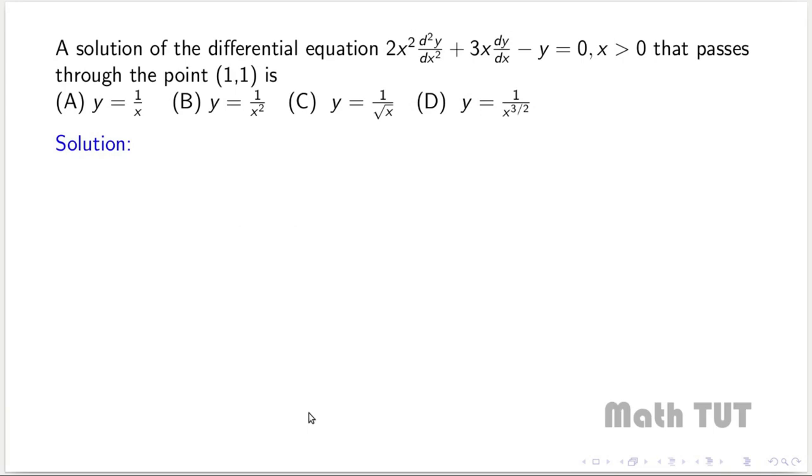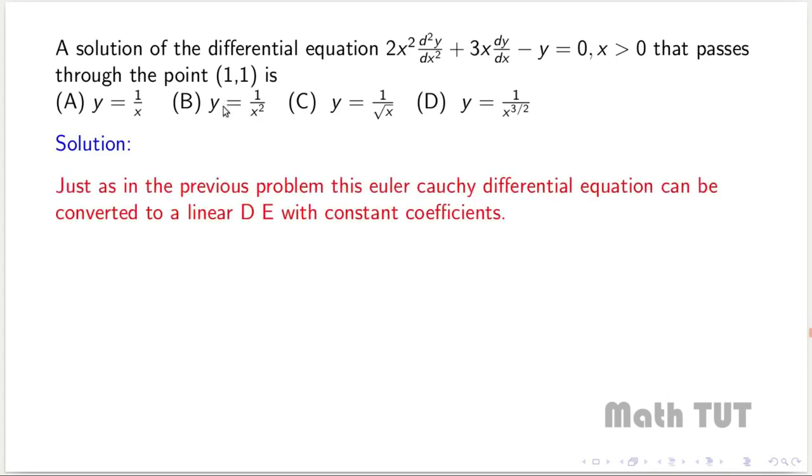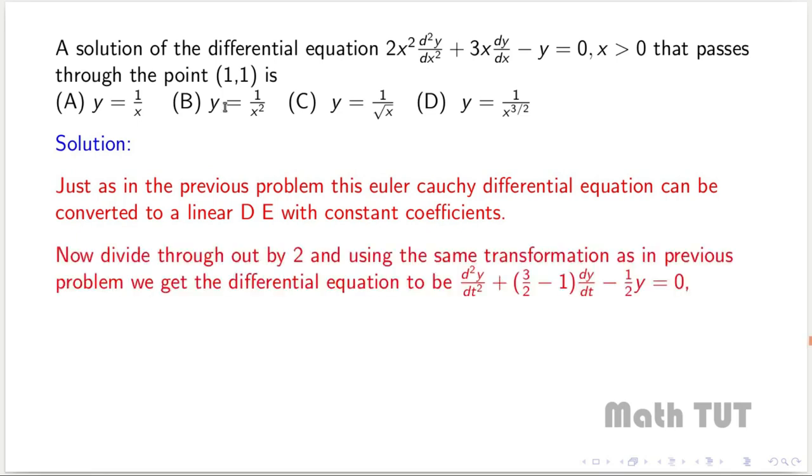So the next question is, we're given again an Euler-Cauchy differential equation, and we need to find a solution of this equation that passes through the point (1, 1). Similarly, like in the previous problem, we are going to convert this into a second order linear differential equation with constant coefficients, using the same substitution x equal to e power t. Before that, first we divide it by 2 completely, and then we give the substitution x equal to e power t, and we can reduce the differential equation to something of this kind.